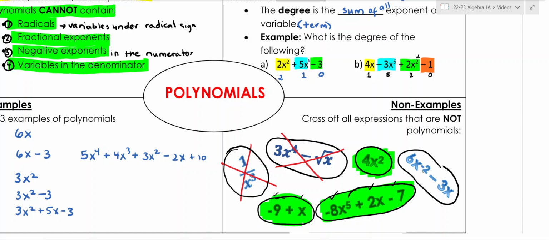And let's look at this last one. 6x raised to the negative 2. You see how we're breaking rule number 3? Negative exponents in the numerator. So this one does not meet the standard. Negative 3x does, but once again, as long as one of them doesn't, the whole thing does not meet the standard.